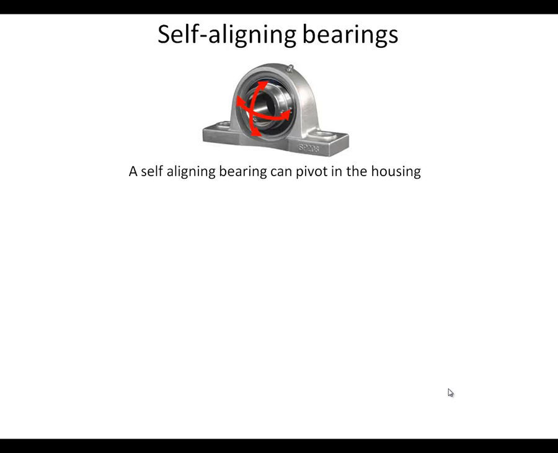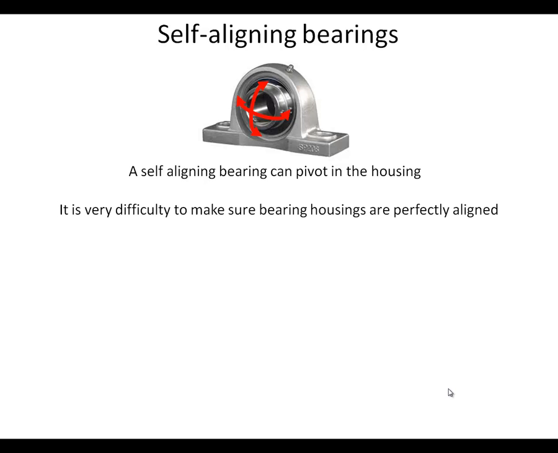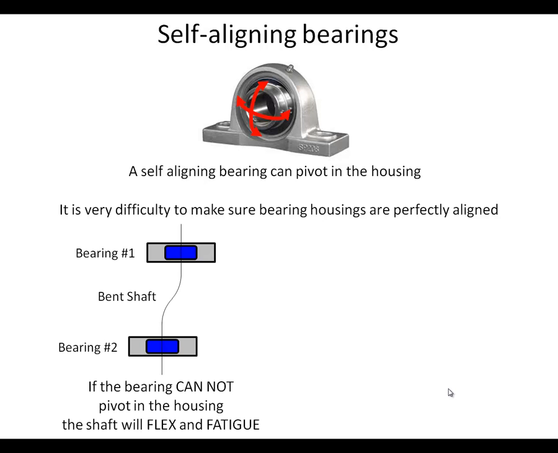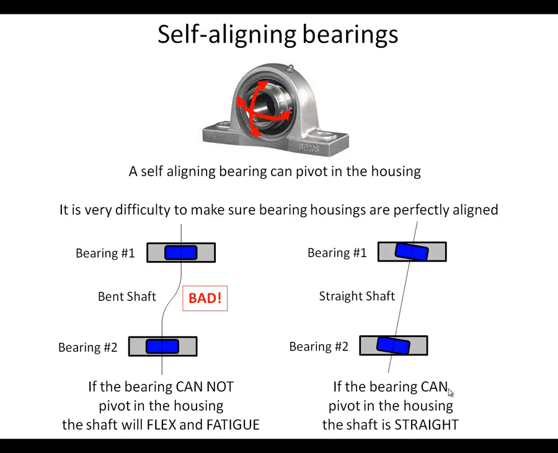Let's talk about the need for self-aligning bearings. You can buy these housed bearings that are self-aligning. Self-aligning means that the bearing can pivot in the housing. It's quite difficult to make sure that your bearings are perfectly aligned. So if your bearing is not aligned and the bearing cannot pivot in the housing, the shaft is going to bend and fatigue. That's bad. But if the bearing can pivot in the housing, the shaft can stay straight.